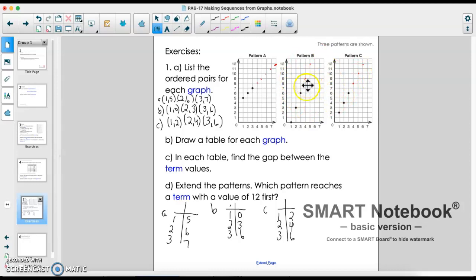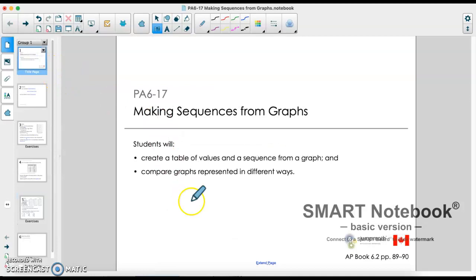So pattern B will hit 12 first, and there's actually a question in the workbook that looks like that. That's really all I wanted to show you today, working from a grid back to term numbers and term values to identify gaps. I think we've achieved our goals from the first slide.